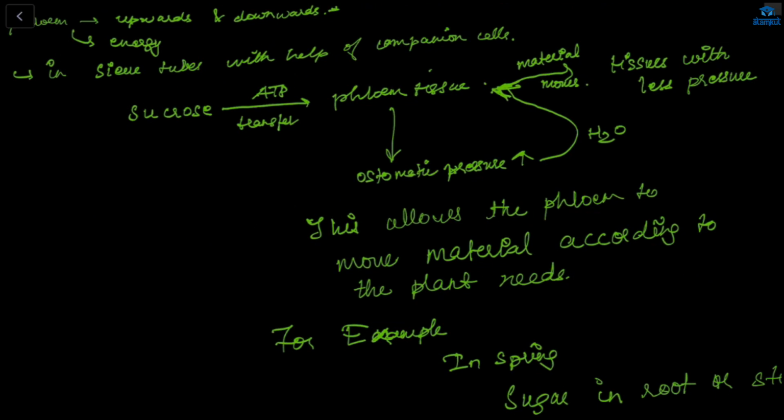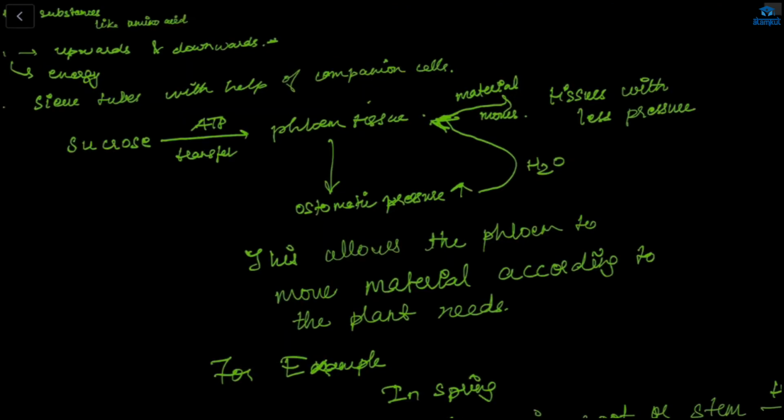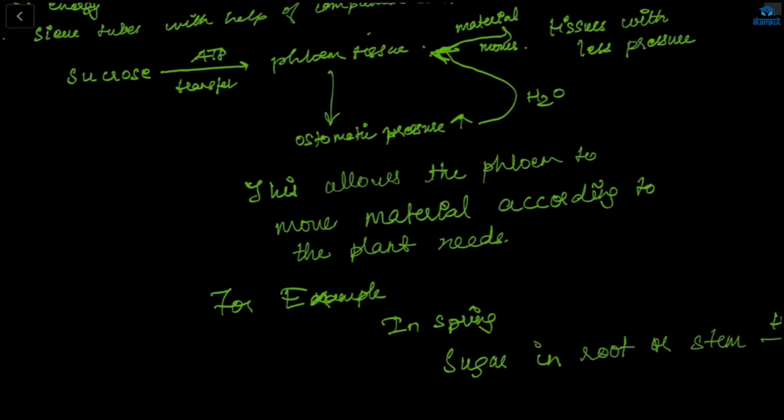So it requires ATP. And because of that, in the tissue, the osmotic pressure will increase. And because of that, water will move inside the tissues. And after that, the materials will move inside the tissue with less pressure. Okay. So this will allow phloem to move materials according to plant's needs.